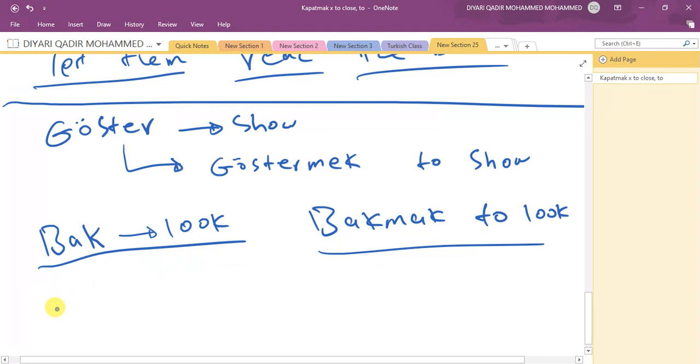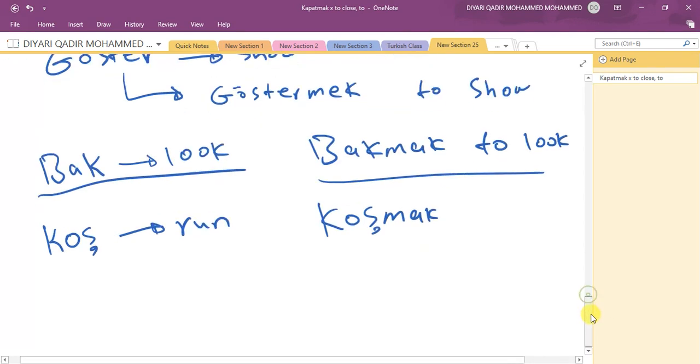Let it be another one. Koş. This is a new word. Koş means run. I'm ordering. This is already an ordering format to sen, to you as singular. Koş, run. Koşmak, this is the origin. This is the stem word. Koşmak means to run.